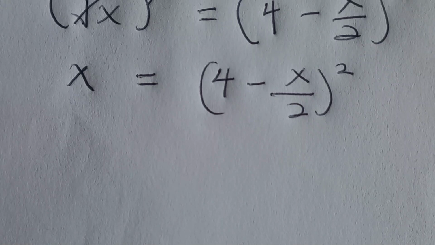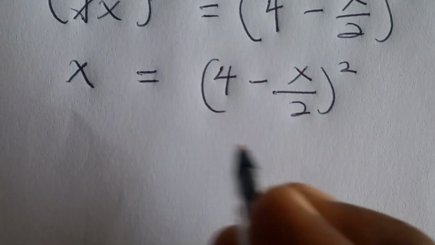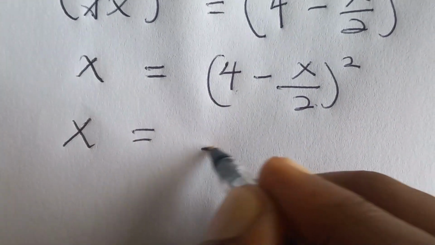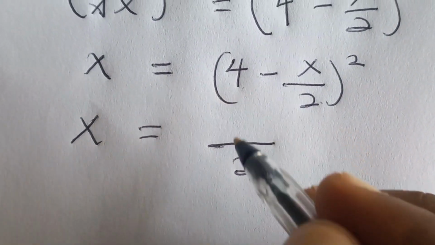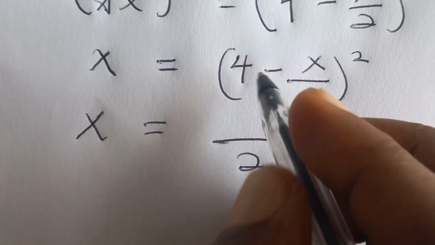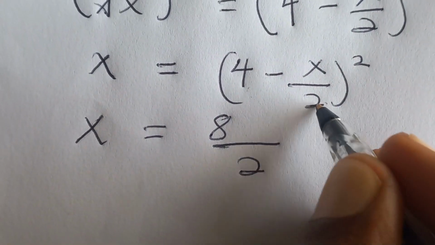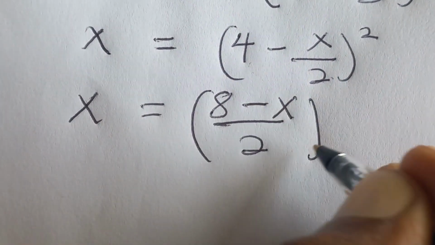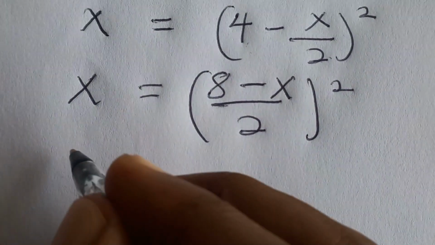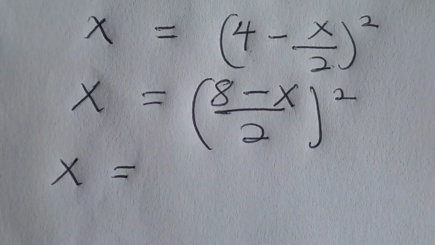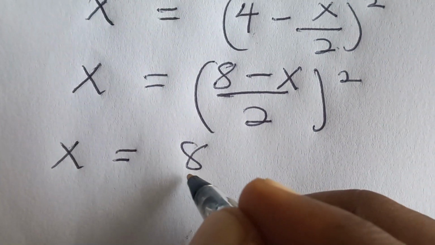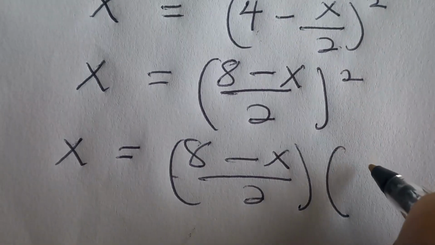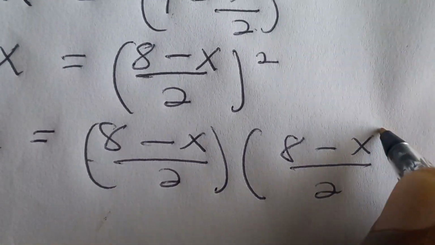Okay, so let's solve the one in the bracket first. So our x is equal to, now looking at this, we can take the 2 as our LCM. 1 goes into 2 two times, so 2 times 4, we are getting 8. Then we have to divide by 2 is 1, so minus x. So from here, x is equal to 8 minus x over 2, then 8 minus x over 2.